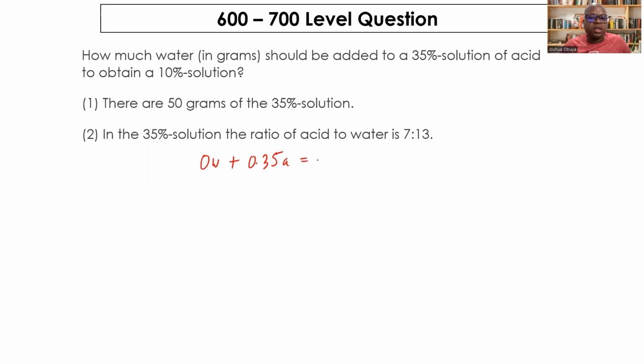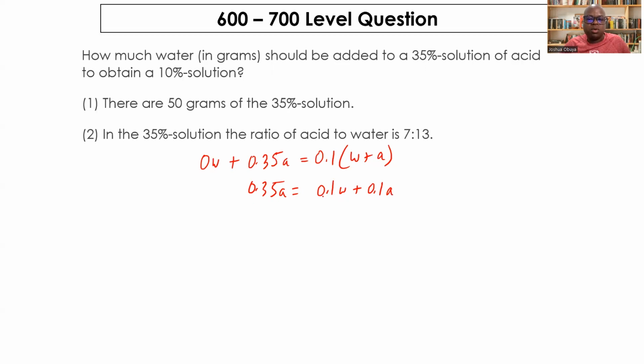Then let us get what? 0.1 into water plus acid. That is the resultant mixture that you have, which is 0.1 concentration. So if we simplify this, we have 0.35 A is equal to 0.1 water plus 0.1 A.